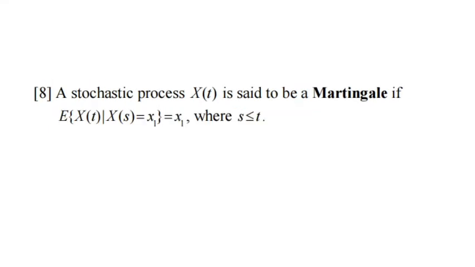Eighth, a stochastic process x(t) is said to be a martingale if E[x(t) given x(s)] equals x(s), where s is smaller than t. In probability theory, a martingale is a sequence of random variables for which at a particular time the conditional expectation of the next value in the sequence is equal to the present value. There are two examples of martingale processes, which are random walk and the Wiener process.